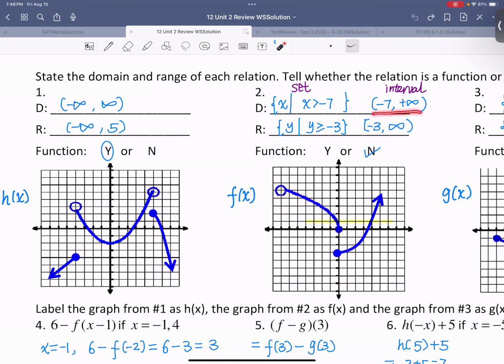This is an interval format. This is set format. You can choose to do it either way, unless your teacher says give me the interval format, then you have to show me this. Or if your teacher writes down, show me the set format, then you have to present this way. You have to read the instruction. Otherwise, even if you put it correct, but you didn't follow the instruction, you get it wrong. This is number 2, but this failed the vertical line test, so this is not a function.